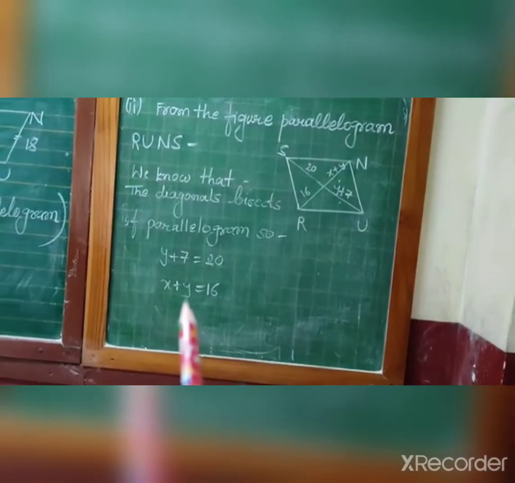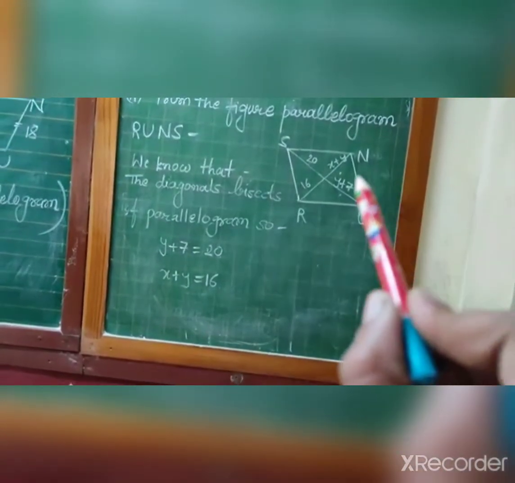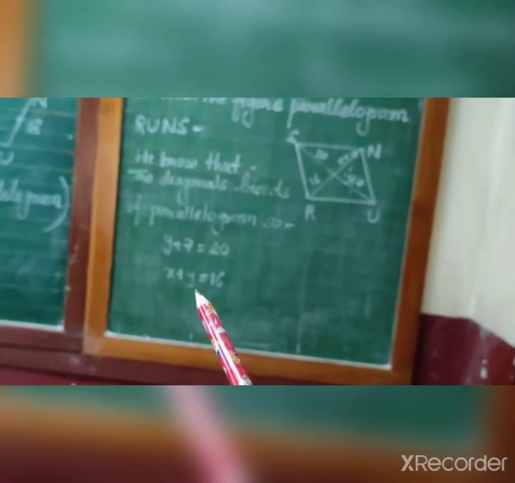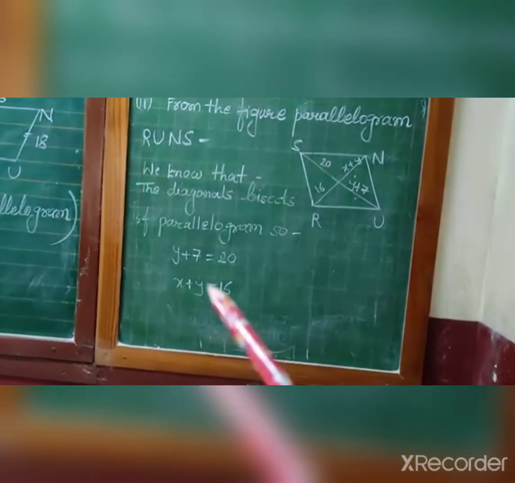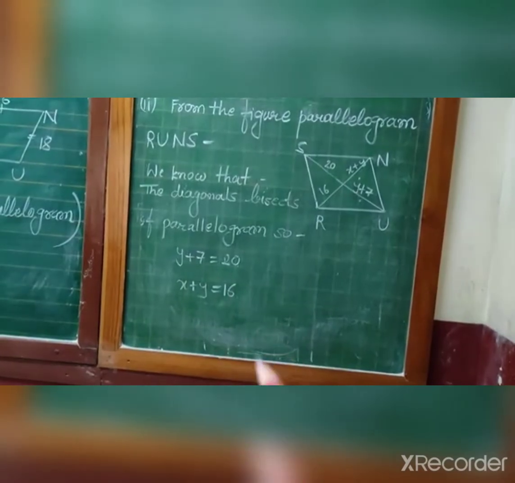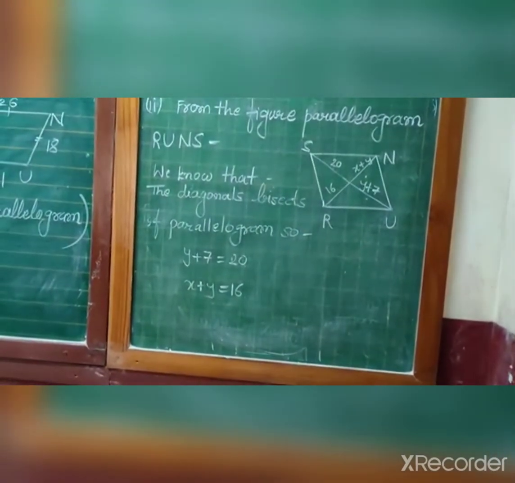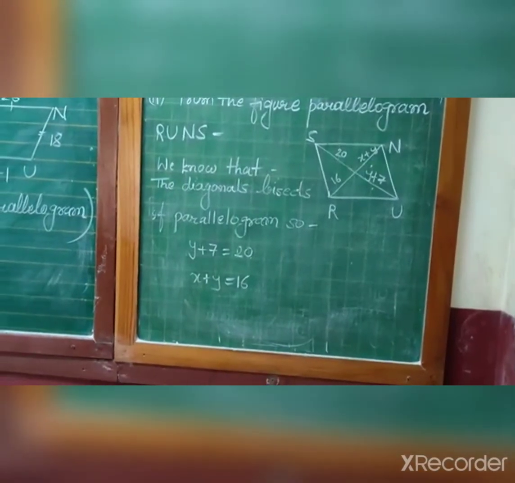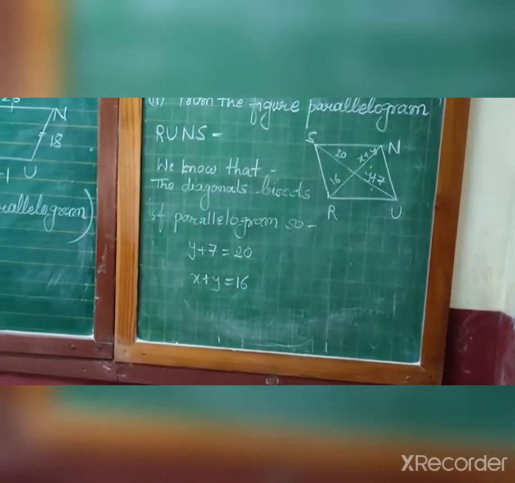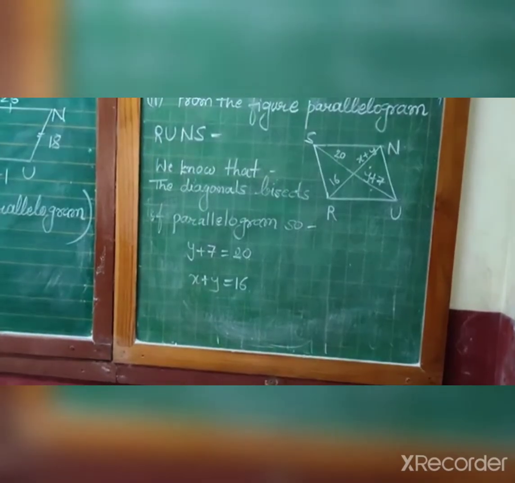Then that value if you put in this, x plus y equal to 16. So the value of y you are getting, if you put here, you will get the value of x. So this sum you will solve half. I have already explained both sums in full. Now you will solve. Okay.